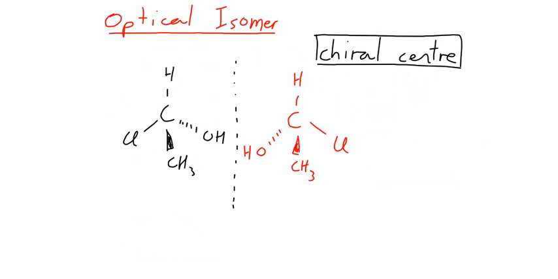The last one that we look at is optical isomers. Now, optical isomers have this thing called a chiral center. What is a chiral center? A chiral center is a carbon that is connected to 4 different groups. Only around a chiral center can we have optical isomerism. Optical isomerism is when we can rotate our molecule.